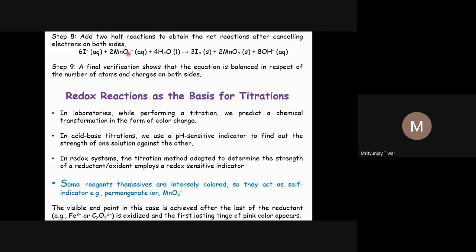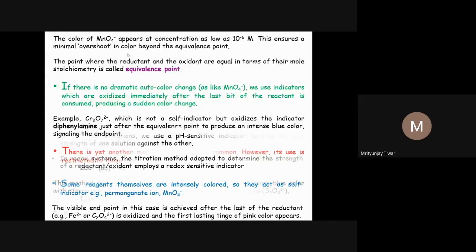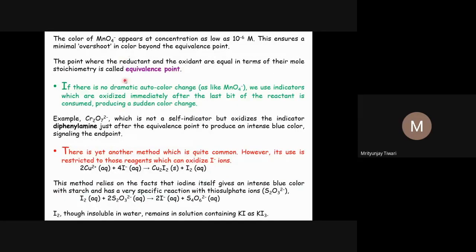After the equivalence point, as soon as you add one drop, permanganate ions are in excess. And once the permanganate ions are in excess, even at 10 to the power minus 6 molar concentration, you will see a very intense pink color. This says that you have achieved the equivalence point and your reaction is complete. Now you stop and do the calculations to find the concentration of the iodide solution. This is what the equivalence point means.